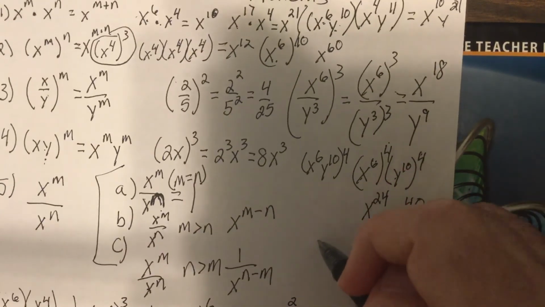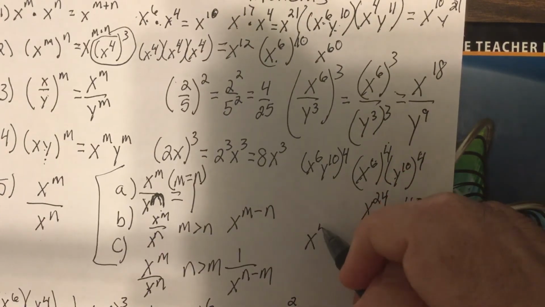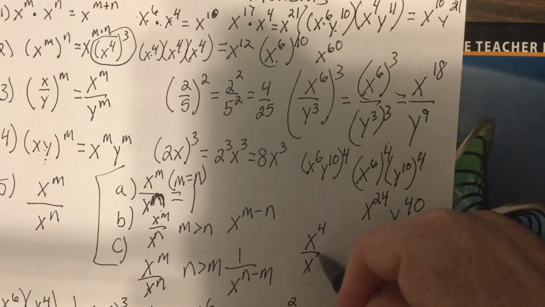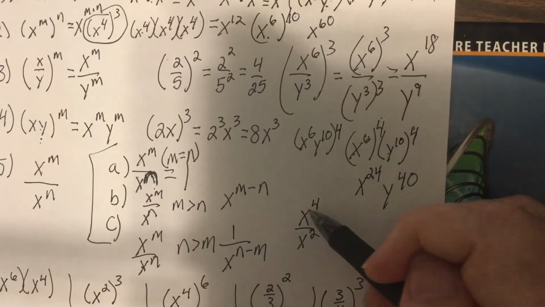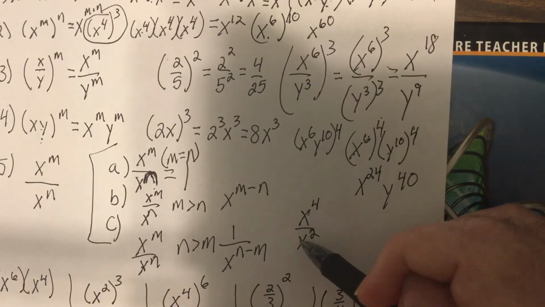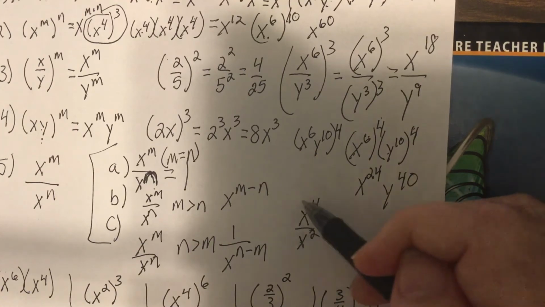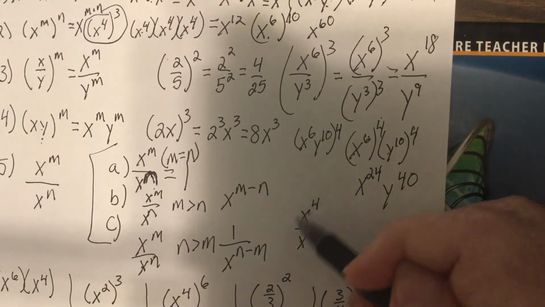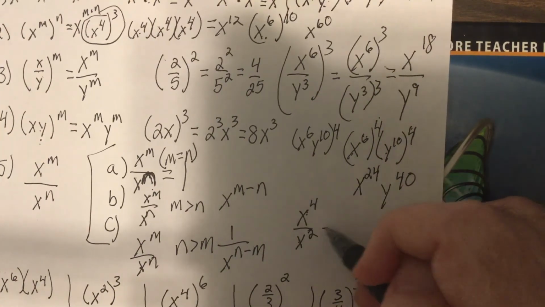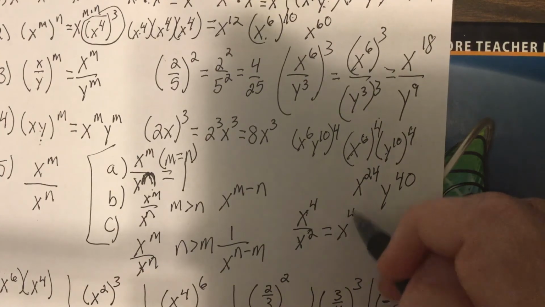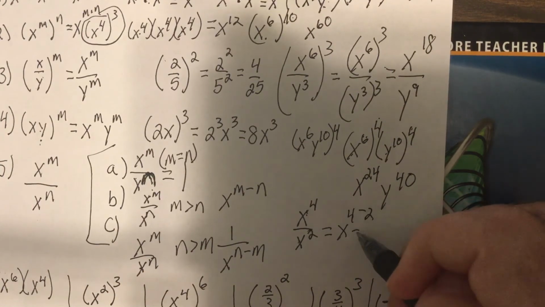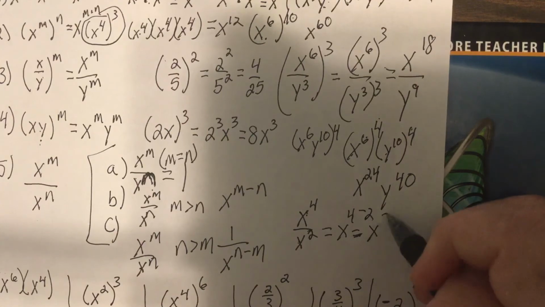So if we have x to the 4th over x squared, that means you have 4 x's here, you have 2 x's here. 2 of the x's cancel out with top and the bottom, reduces out. So therefore it'd be x to the 4 minus 2, which is x squared.